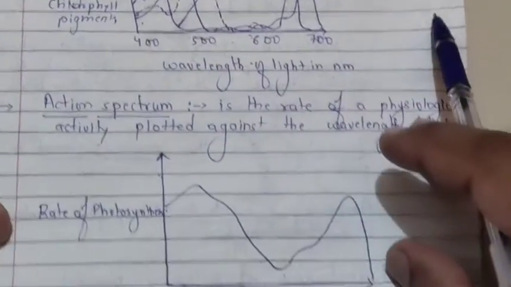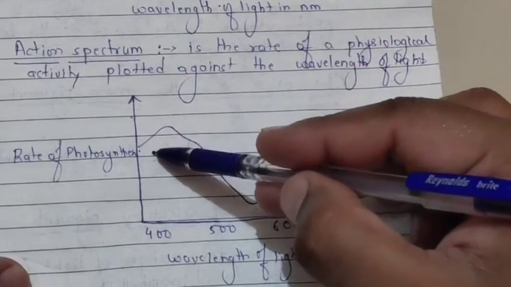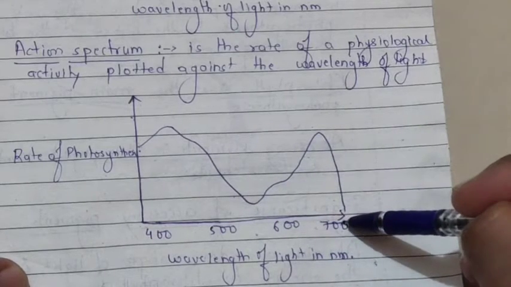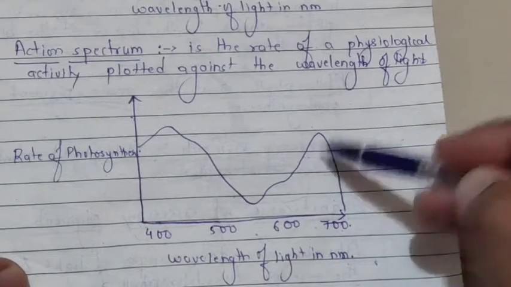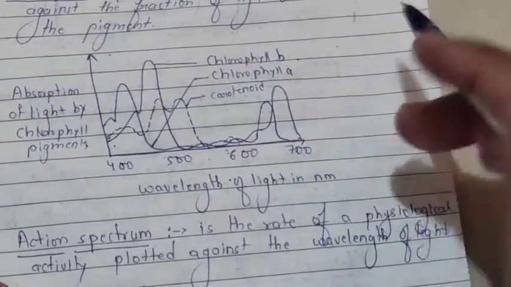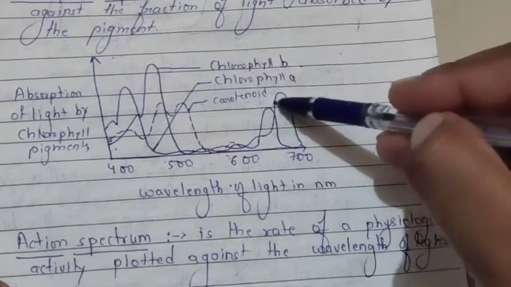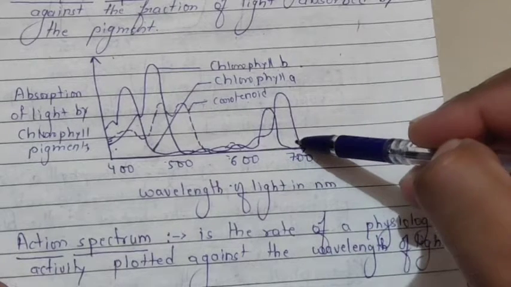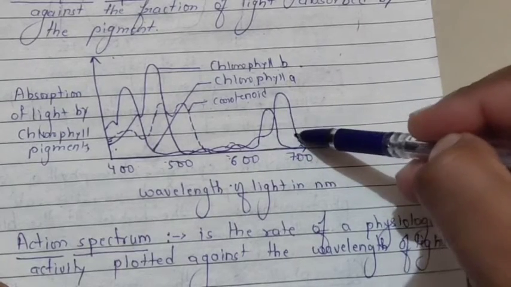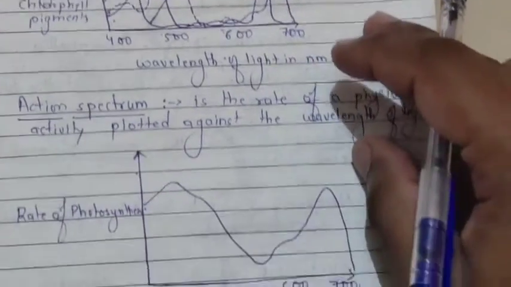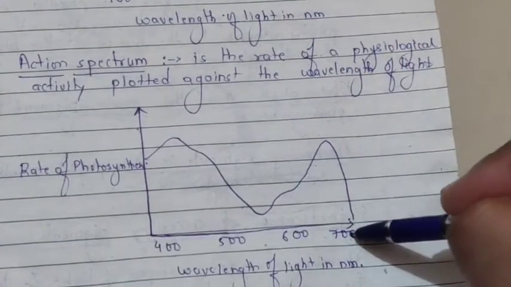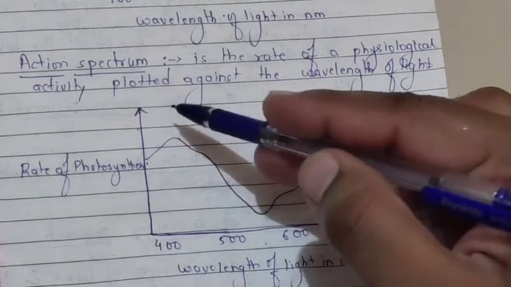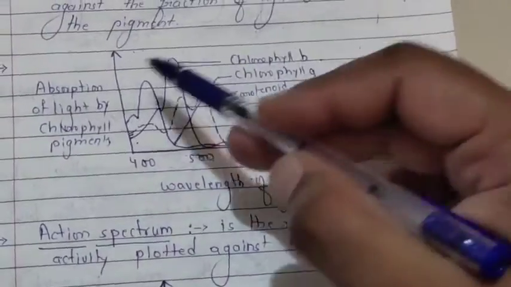Clear? And once again, if you see further, this peak is not only here, but you can also see one more peak nearby 700 nanometer. This peak can be seen in the absorption spectrum of chlorophyll A molecule at 700 nanometer. So here also a peak of chlorophyll A is there, so maximum absorption is there. Hence the rate of photosynthesis is also maximum towards 700 nanometer.